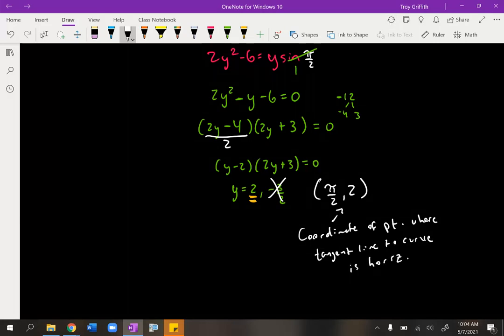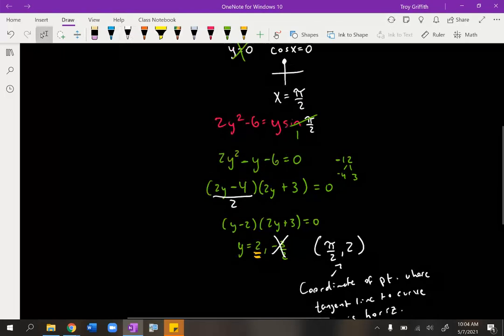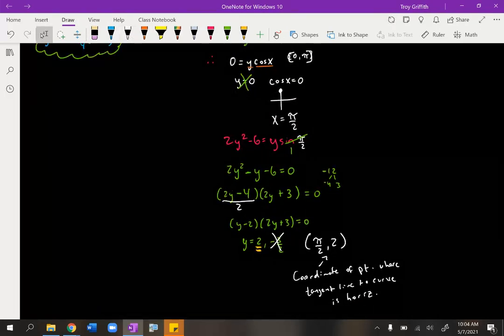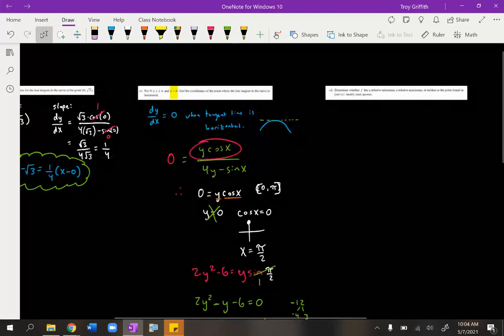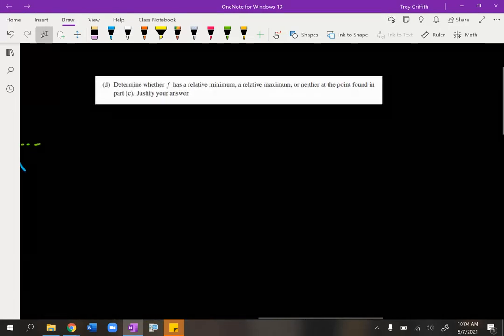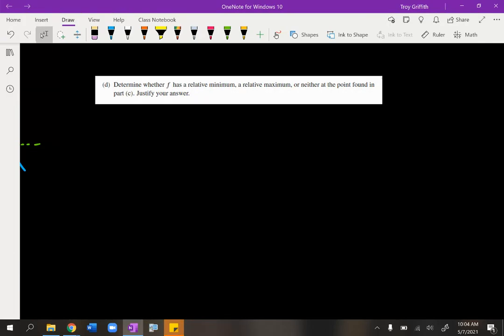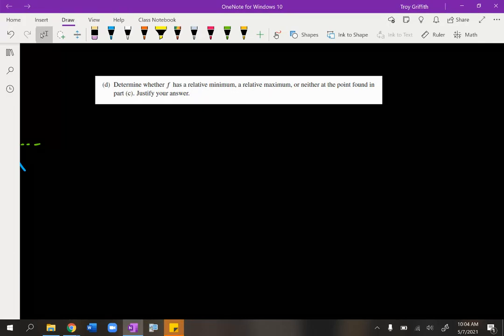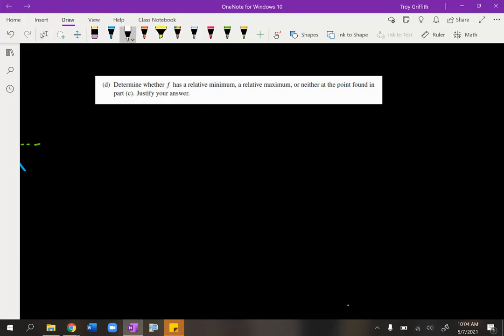All right. Very algebraic problem, but if we can make the connection right off the bat, the derivative has to be 0 there. It kind of gets us headed in the right direction for the remainder of the problem. All right. Letter D now says, determine whether f has a relative maximum, a relative minimum, or neither at the point found in part C. Justify your answer. Let's write down what we've got so far.